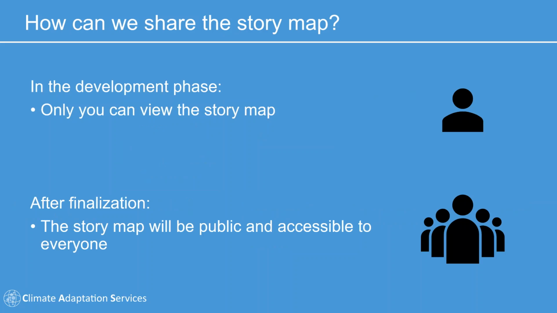All right, so now one practical thing. How can we actually share the story map? During the development, so when we select indicators, when we make maps, when we develop the storyline, only you will be able to see the story map, so it will be private. But once it's finalized, we will share it with everyone, we will make it public, and it will be accessible to everyone. I think that's also important to have in mind, because you might not want to show very sensitive data, because you need to realize that after all, we want as many people as possible to view our story maps.